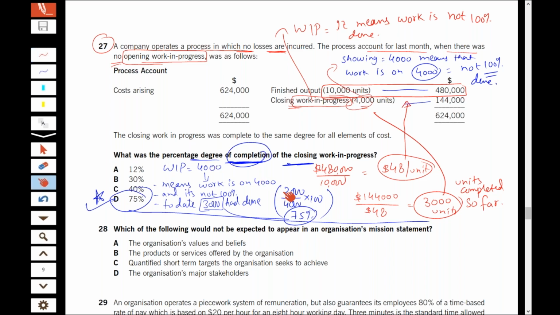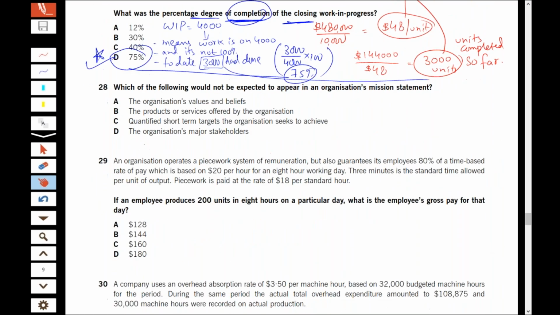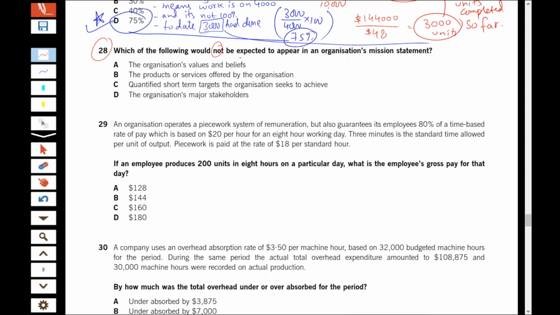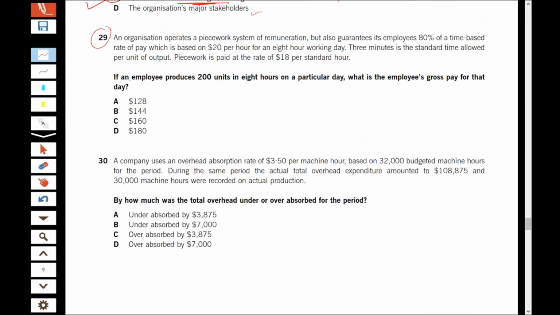Now, MCQ number 28. Which of the following would not be expected to appear in an organization's mission statement? Products or services, yes, it appears. Major stakeholder concern appears because a mission statement is for the stakeholders. This does not appear: short-term targets. So this does not appear in the mission statement. Number 29. If an employee produces 200 units in 8 hours on a particular day, what is the employee's gross pay for that day?